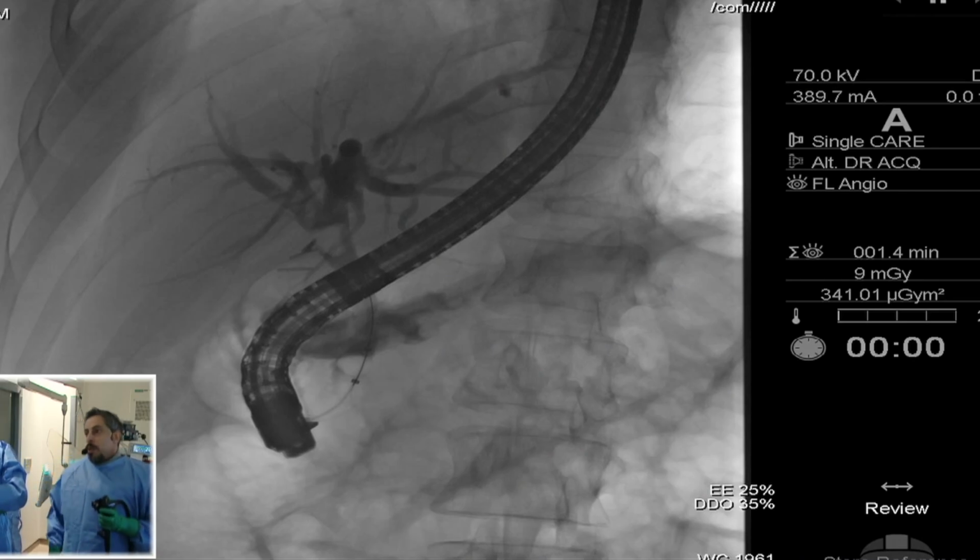Yeah, so Dr. Khalid, what do you think? So this is a stone, in fact it is in the common hepatic duct. The question here is, is this a complex stone or not? What's the right approach? Do we go with mechanical lithotripsy, standard ERCP, or laser lithotripsy? And the question is whether we do sphincteroplasty or not.